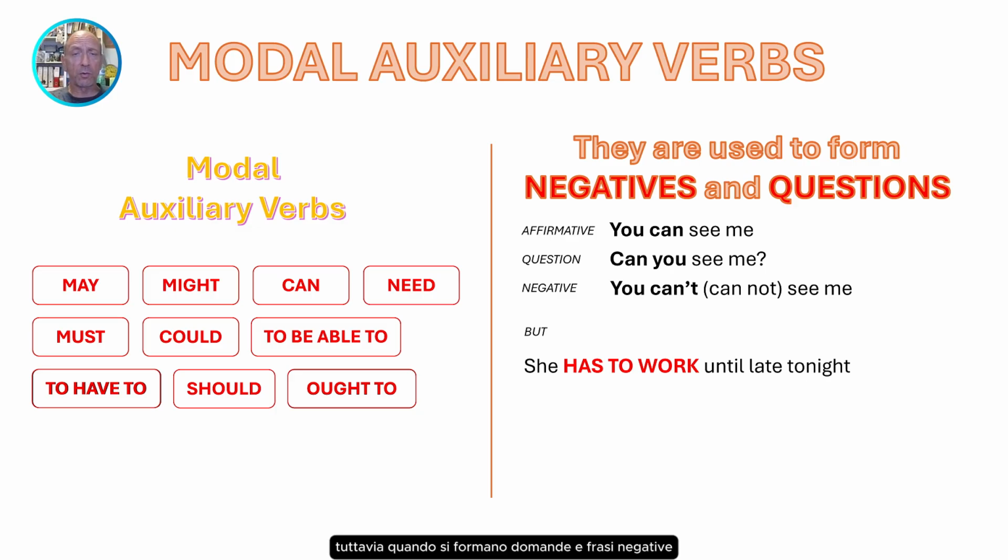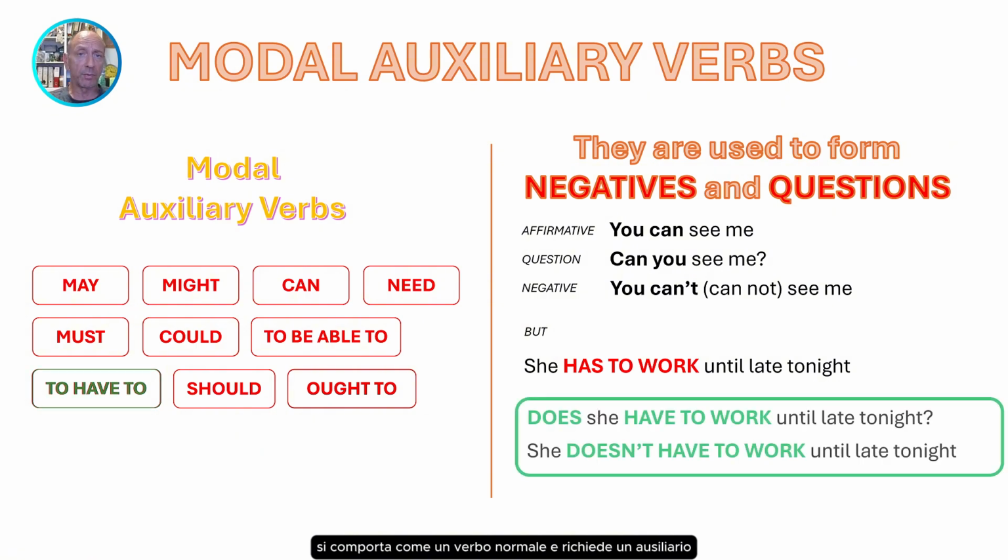However, when forming questions and negative sentences, it behaves as a normal verb and requires an auxiliary, and more precisely, the auxiliary do, which is used to make the subject auxiliary inversion, like in "Does she have to work?" and to add the negative particle not to it, like in "She doesn't have to work."